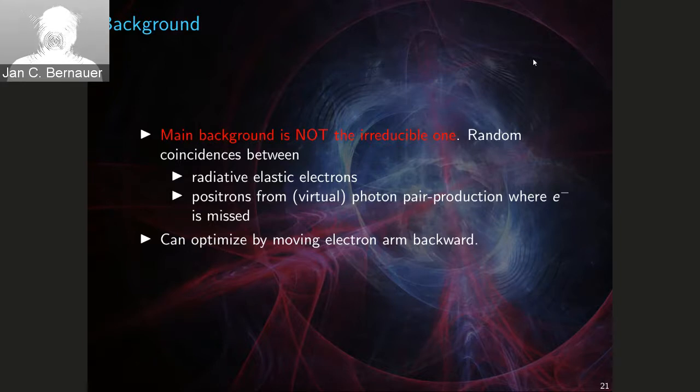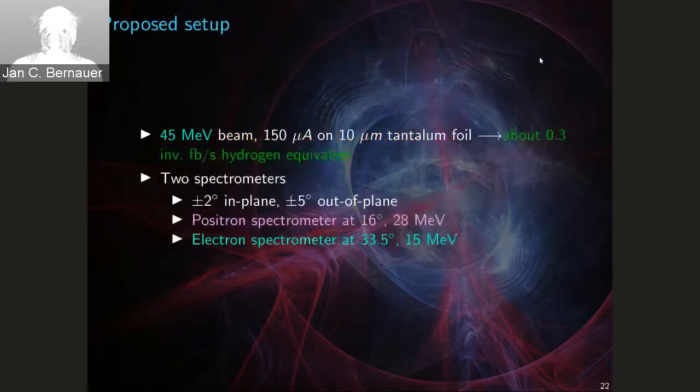You can optimize this somewhat by moving the electron arm more to a larger angle, more backwards, so that the radiative elastic electron rate just drops down, right? And that we optimized in that way. And it turns out 45 MeV is kind of the sweet spot. You can go a little bit higher and a little bit lower and it still works. If you go too high, the angles get too small and you can't put the spectrometers in anymore. If it's too low, either you can't produce it anymore, or it's just bad for the phase space. The angle opens up and you see less and your figure of merit goes down.